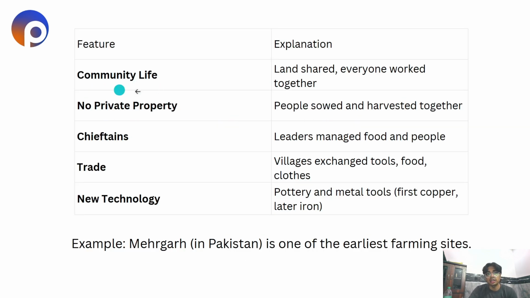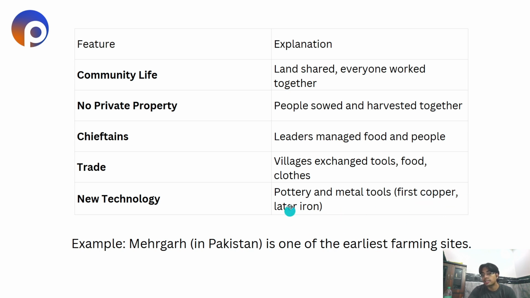Now let's see community life. The land was shared. Everyone worked together on that land. No private property was there. People sowed and harvested together. Chieftains were the leaders who used to manage food and people. Trade was taking place between villages. Villages exchanged tools, food, clothes, etc. New technology came, for example, pottery and metal tools came into use.